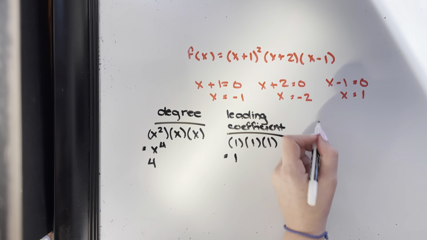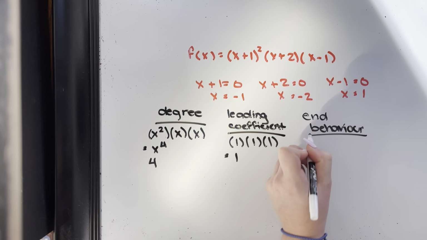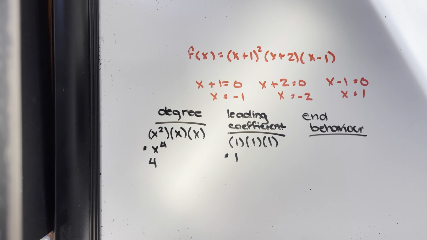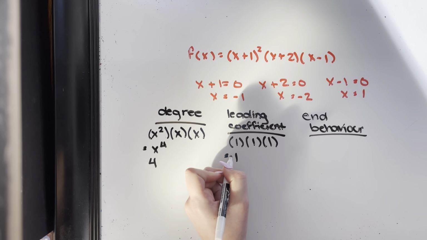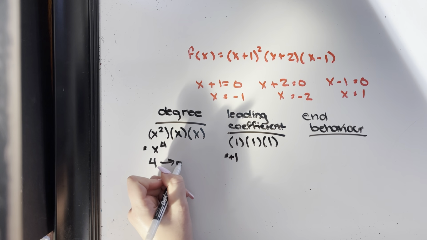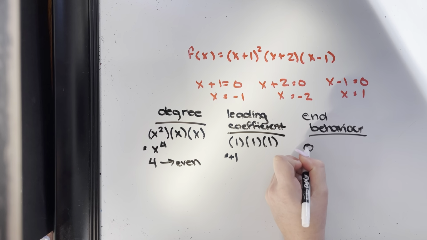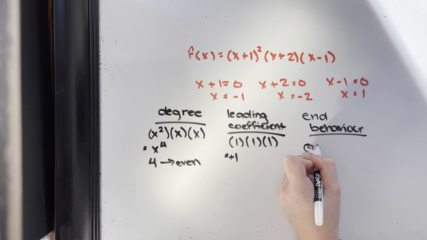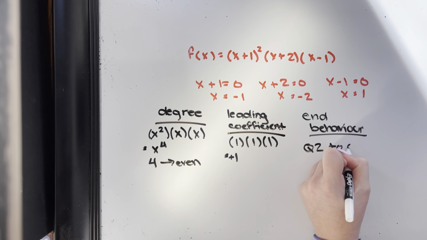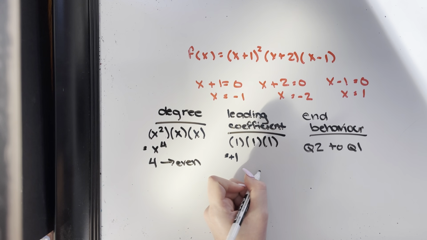So now to find the end behavior, all we have to do is use the degree and the sign on the leading coefficient to determine what the end behavior is. The leading coefficient is positive and the degree is even. So therefore, it's going to go from quadrant 2 to quadrant 1.